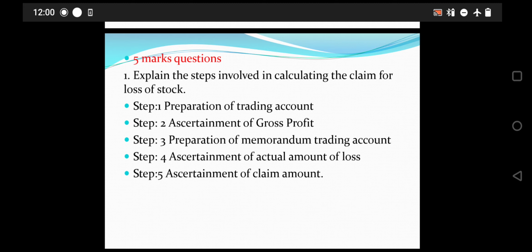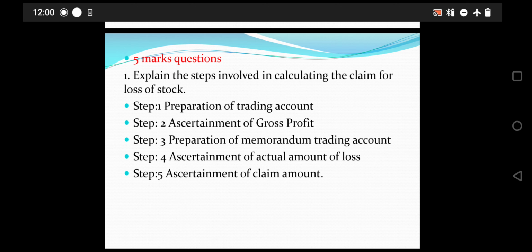Then the third step is preparation of memorandum trading account. Especially we prepare this memorandum trading account to know the stock on the date of fire. When the fire occurred and we lost the goods by fire accident, till that particular date or time, what was the stock available in the company? To know that, we prepare the memorandum trading account.